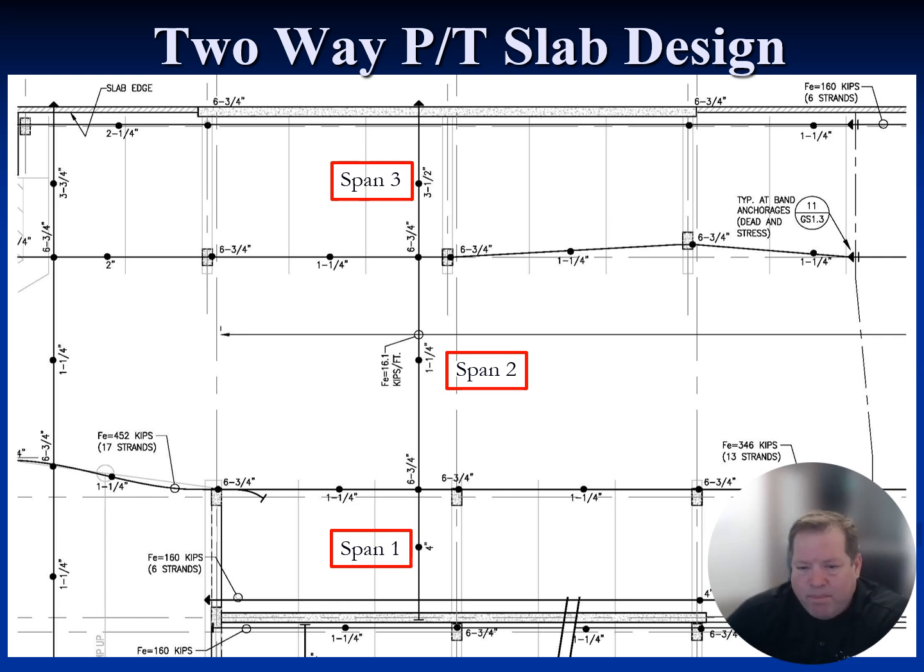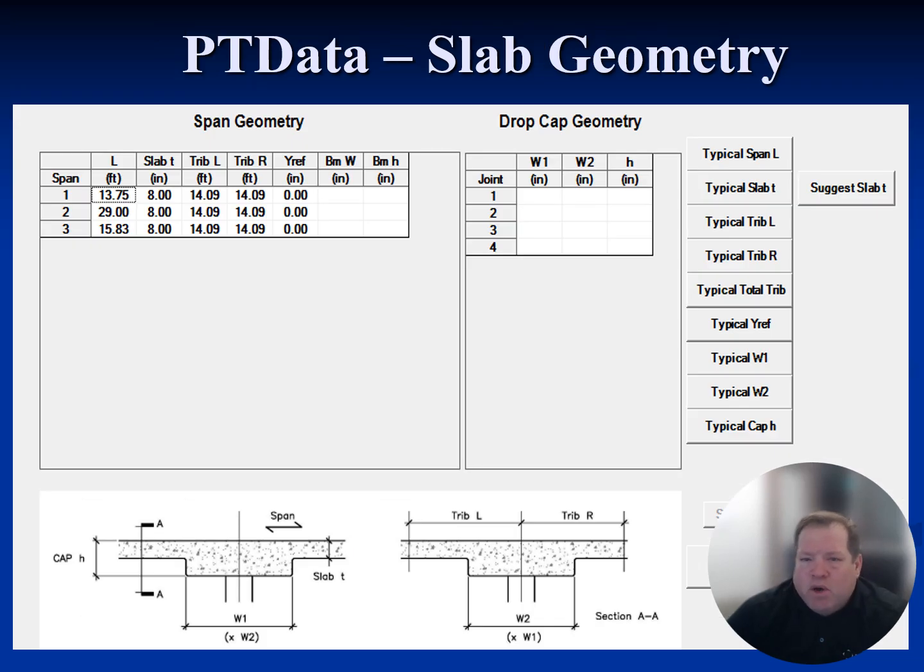So to quickly go through how we're going to design PT slabs, we're going to do a very quick example. I'm not going to go through all the numerics because that's beyond this primer course, but we're going to go 3 spans. Span 1 from here to here, span 2, and then span 3. Quickly, the process of designing this configuration. So I'm going to focus on just the input from PT data because that's what I use. It should be the same for whatever software you choose to use.